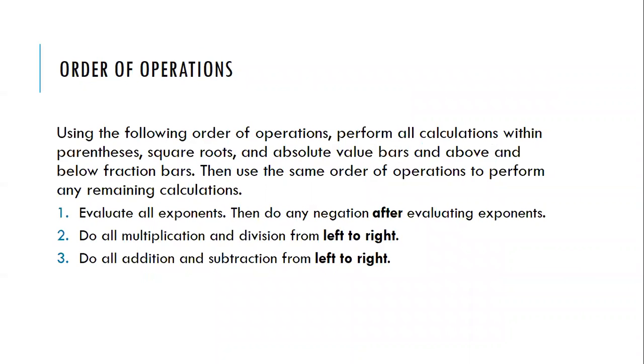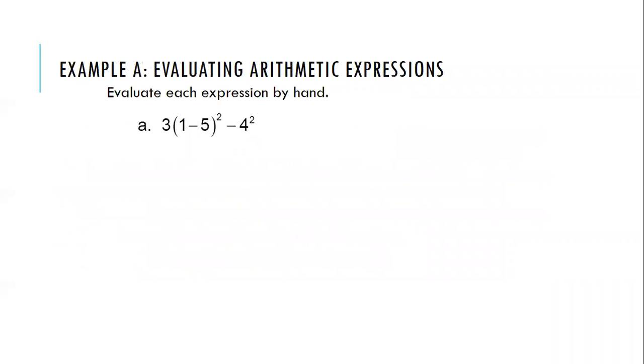When you are doing order of operations, you're going to evaluate all your exponents. Then do any negation after you evaluate exponents. So like if you have to subtract or all those things, it all takes place after your exponents. Do all multiplication and division from left to right, and do all addition and subtraction from left to right.